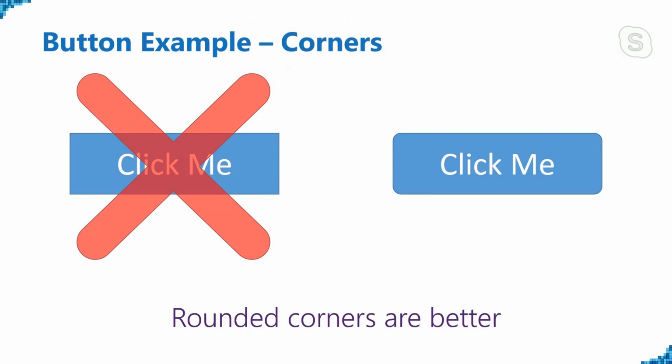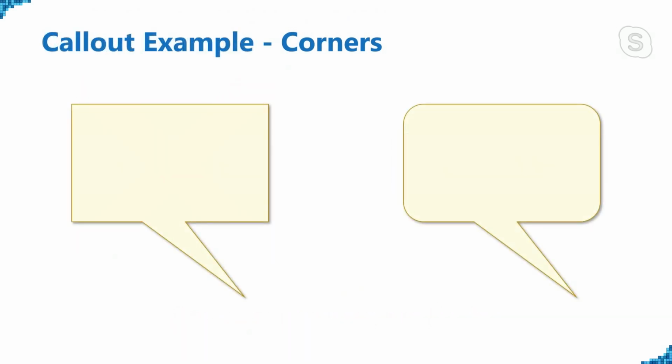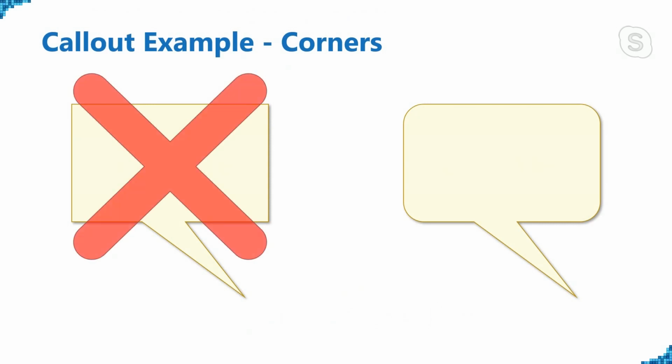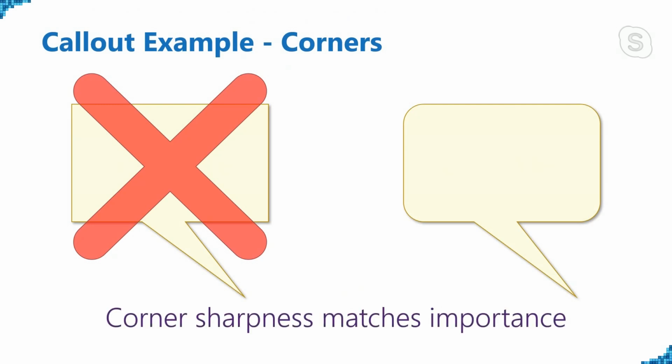And then with the callout example that we saw before, not only do we want to have a border that's thin and low contrast, but we also want to have borders that are rounded, except for where we're pointing, because where we're pointing is important. That's the salient piece of this whole example. And so the better callout example is on the right. So corner sharpness needs to match the importance.